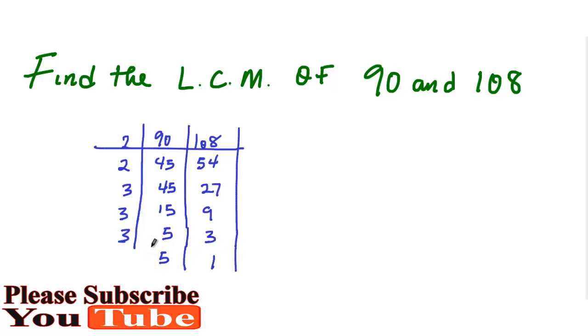So the last number we can pick here is 5, right? 5 in 5, 1. 5 in 1 is not possible, so you return the 1. All right, so now the LCM in this case will now be what?